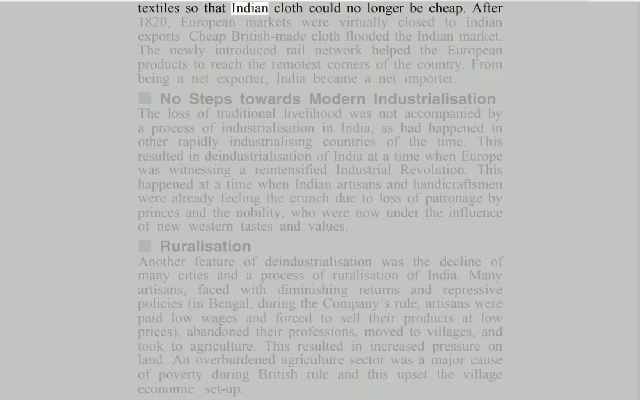textiles so that Indian cloth could no longer be cheap. After 1820, European markets were virtually closed to Indian exports. Cheap British-made cloth flooded the Indian market. The newly introduced rail network helped the European products to reach the remotest corners of the country. From being a net exporter, India became a net importer.